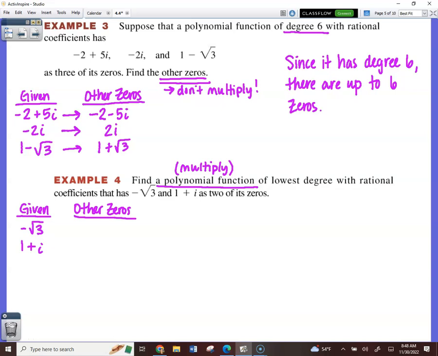This is difficult. Okay. If I was given negative square root 3, then what's my other zero? Positive square root 3. Okay, and if I was given 1 plus i, my other zero would be 1 minus i. Okay, so we've got 4 zeros to work with, right?